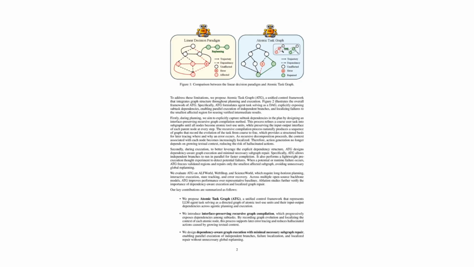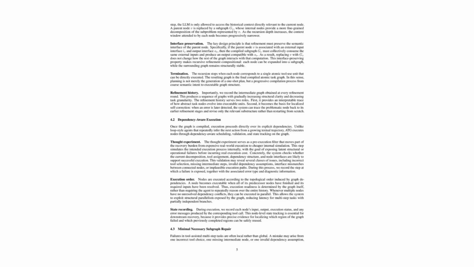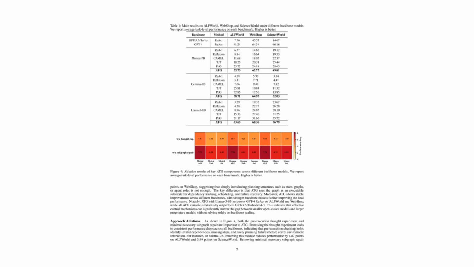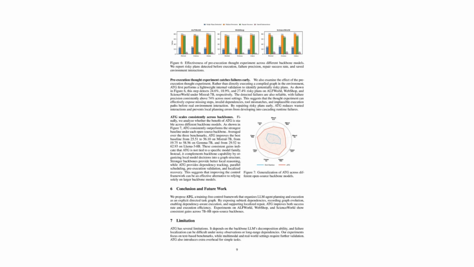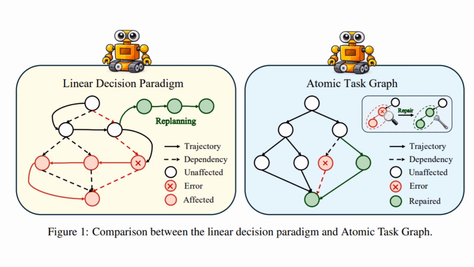The paper, Atomic Task Graph, a unified framework for agentic planning and execution, was introduced by Yue Zhang, Sihan Chen, and their research team. Their question was simple: can we make AI agents solve problems like software dependency graphs instead of writing one long chain of thoughts? Their answer became ATG. Today's AI agents usually think step 1, step 2, step 3, one long conversation.